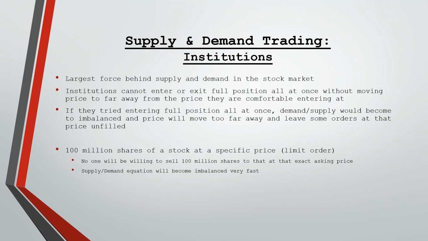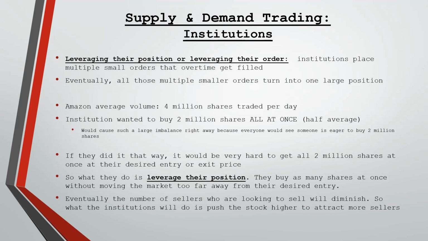They want a specific price or better. So for every buyer, there's a seller, right? So for them to buy those 100 million shares, someone's going to have to be willing to sell them those 100 million shares. The way around this is something that I call leveraging their position. What these institutions do to enter or exit their positions properly is leveraging their position, or you could call it leveraging their order. What this means is that these institutions place small and multiple orders that over time will get filled, and eventually all those small orders will add up to that large position they were looking to enter in the beginning, right?